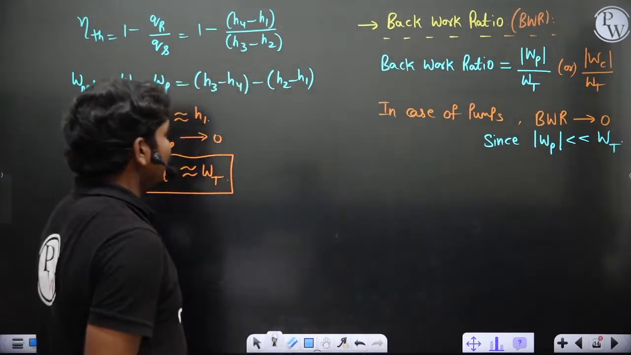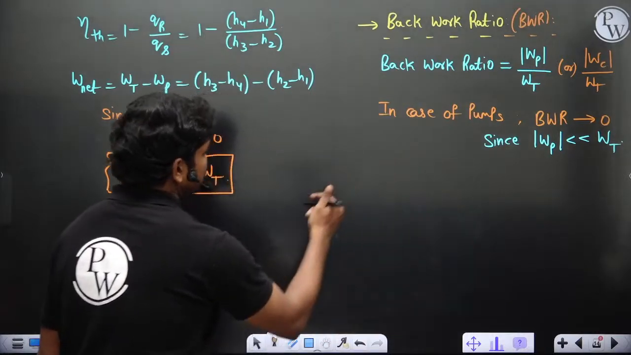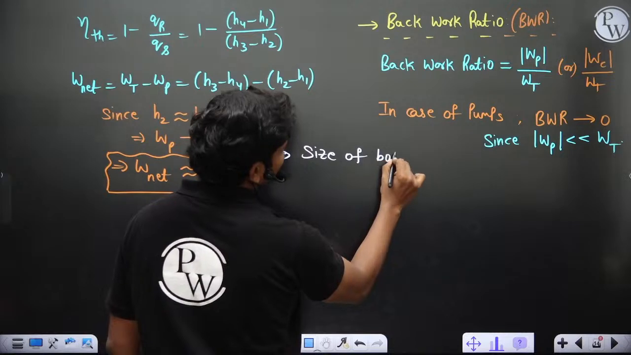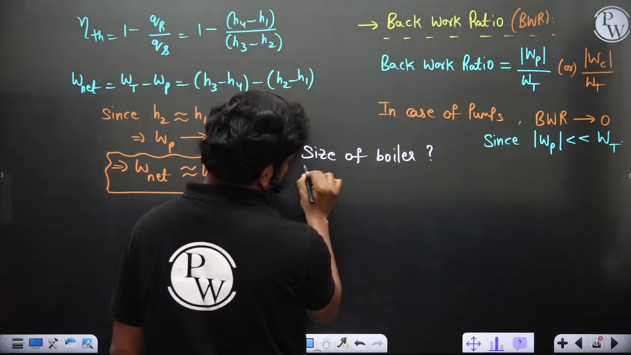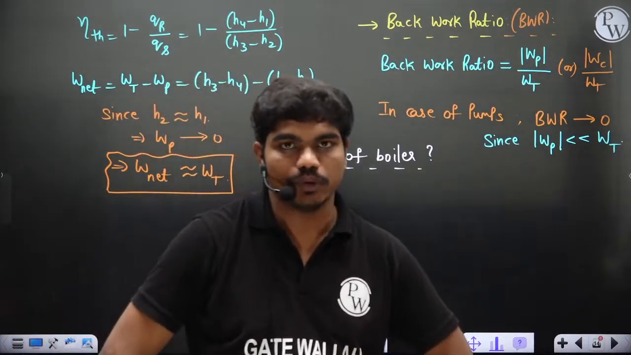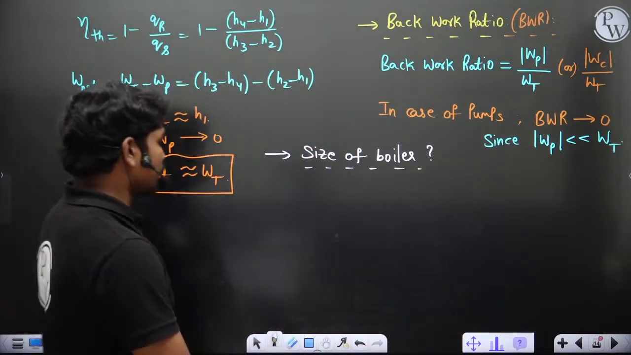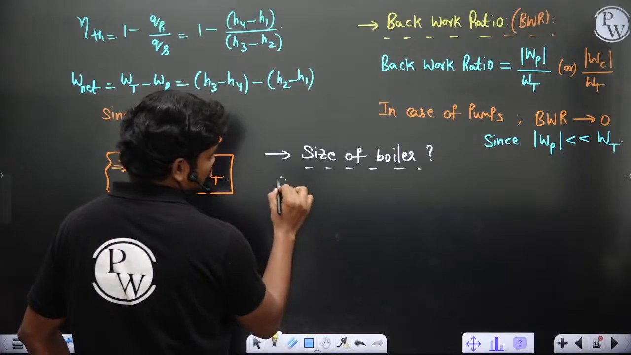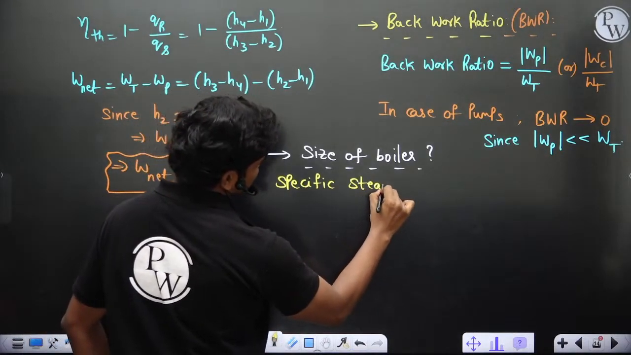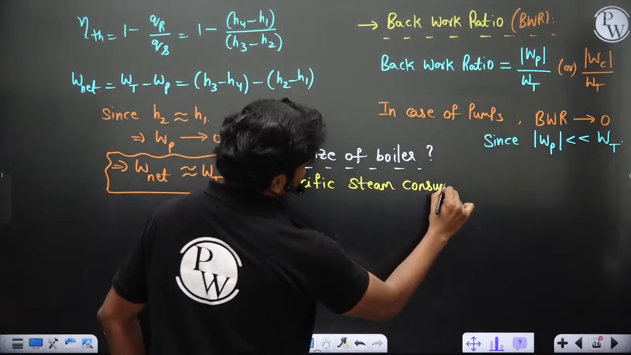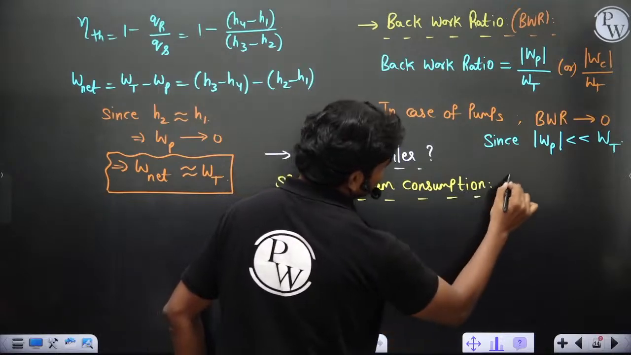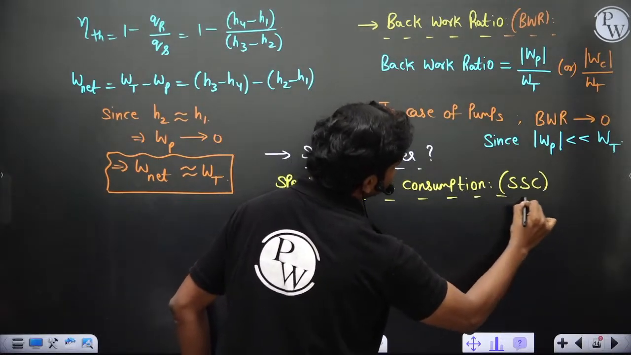Anyway, one thing decides the size of the boiler. Who decides what the size of the boiler should be, big or small? There is one very important thing called specific steam consumption, sometimes also called SSC.